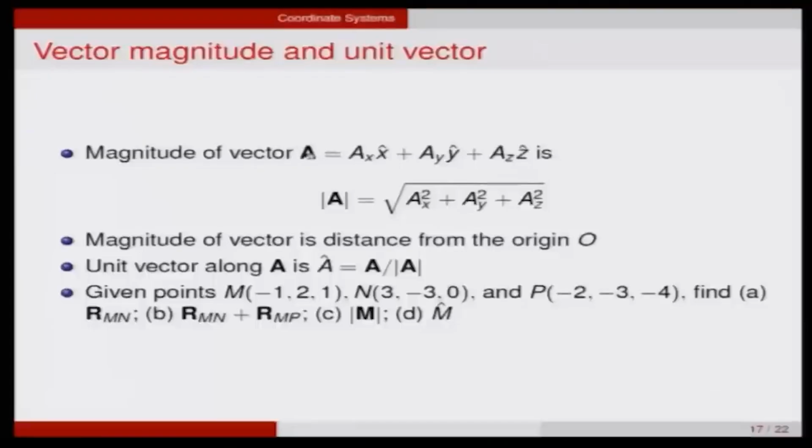So, this vector A can be resolved into 3 vectors: Ax x hat plus Ay y hat plus Az z hat, and we call these Ax, Ay and Az the x component, y component and z component of the vector A, and the vector that we form along the x direction will be the component times the unit vector.